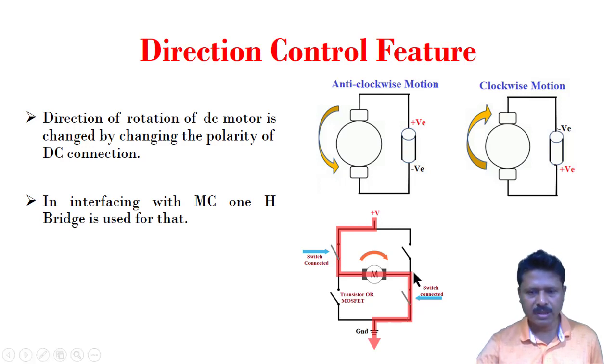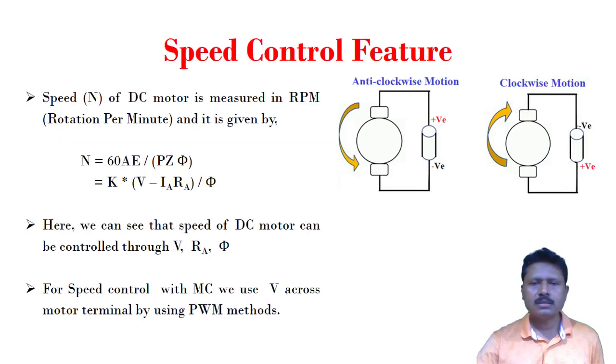What will happen at that time? These will be switched off, but this and these two switches will be connected. Then the current will flow through this path. The positive supply will be at this terminal of the motor and ground will be connected at the other terminal. So current will flow from right to left, which means it will rotate in the reverse direction. This is the technical background of how the motor is rotated in different directions, one clockwise and another anti-clockwise. For that, this H-bridge circuit is used.